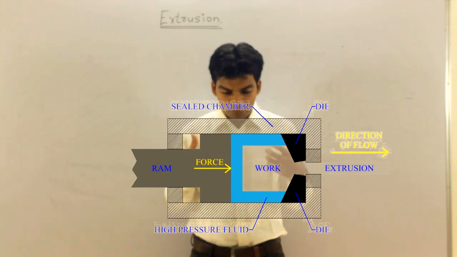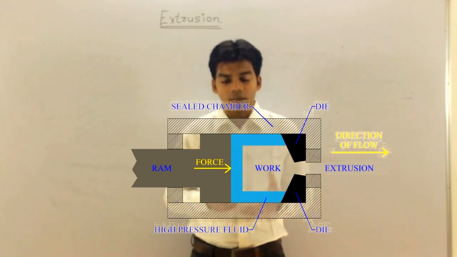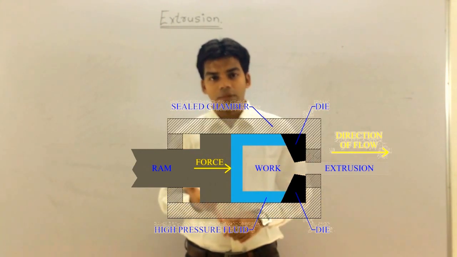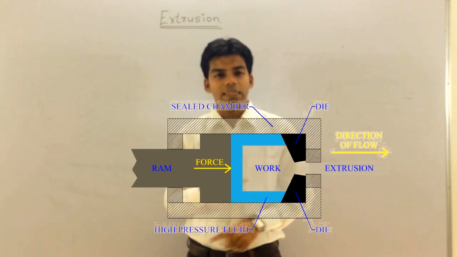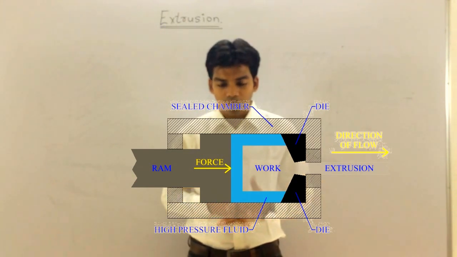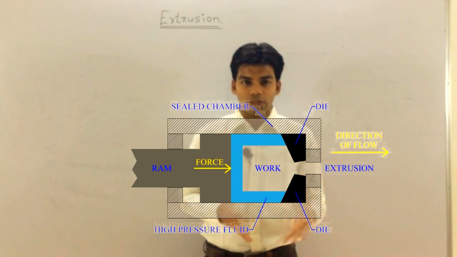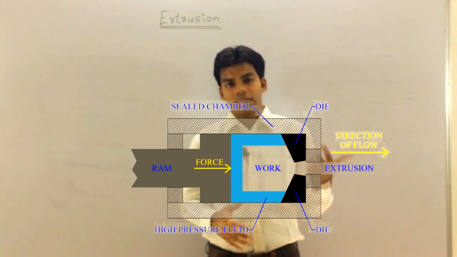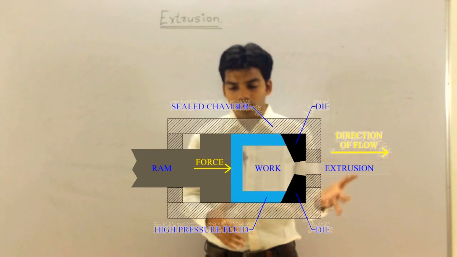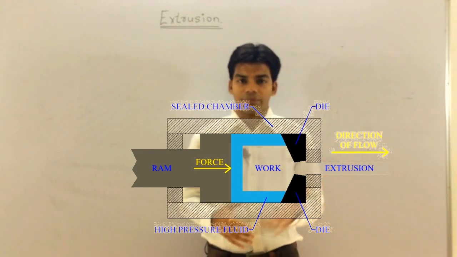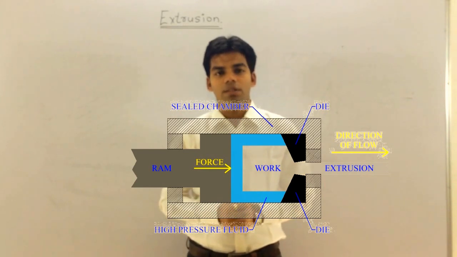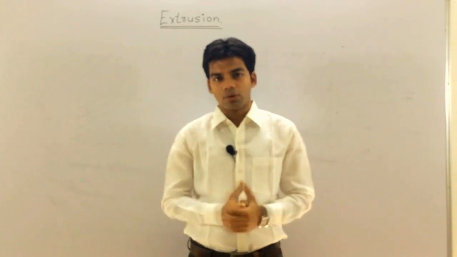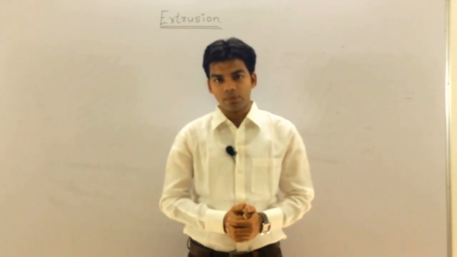The hydrostatic fluids which are used: you can use vegetable oil, castor oil, SAE oils, grease, etc. These fluids can be used as a hydrostatic fluid at room temperature, and at elevated temperature you can use polymer, glass, wax, etc. These can all be used at elevated temperature as a hydrostatic fluid. Okay, so this is about the hydrostatic extrusion.